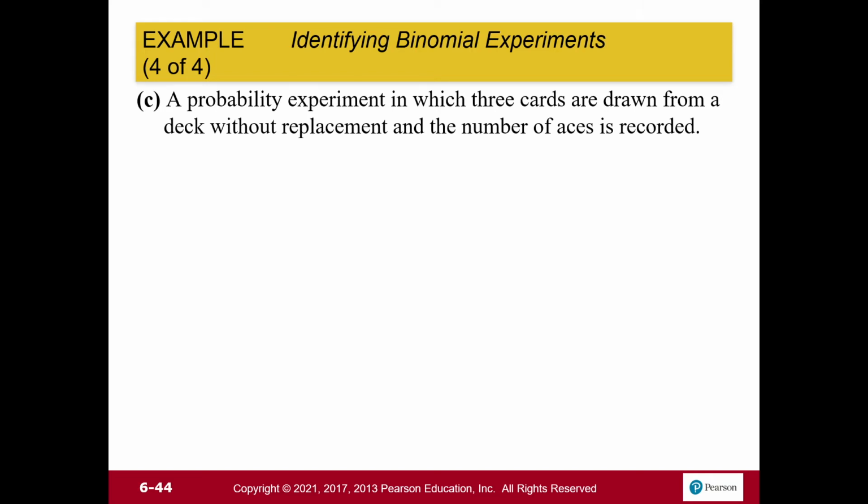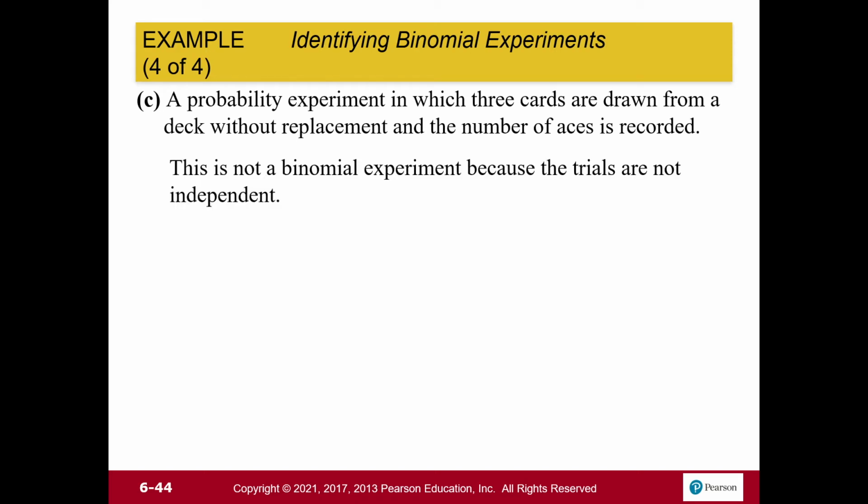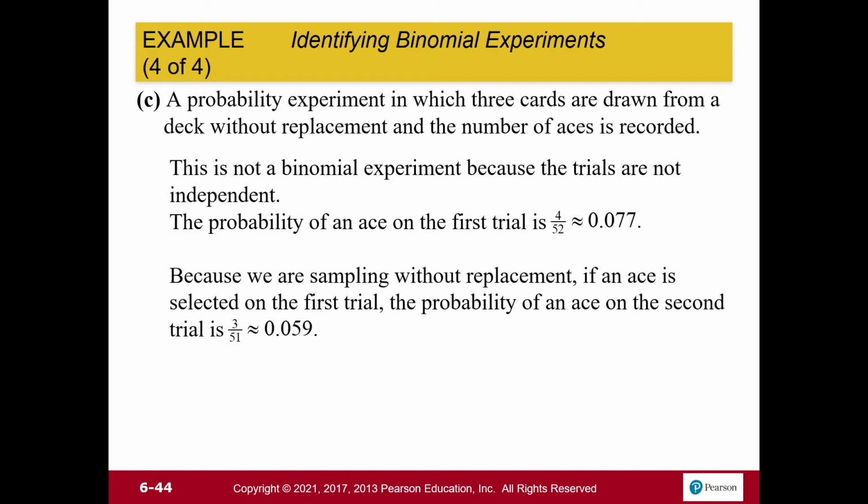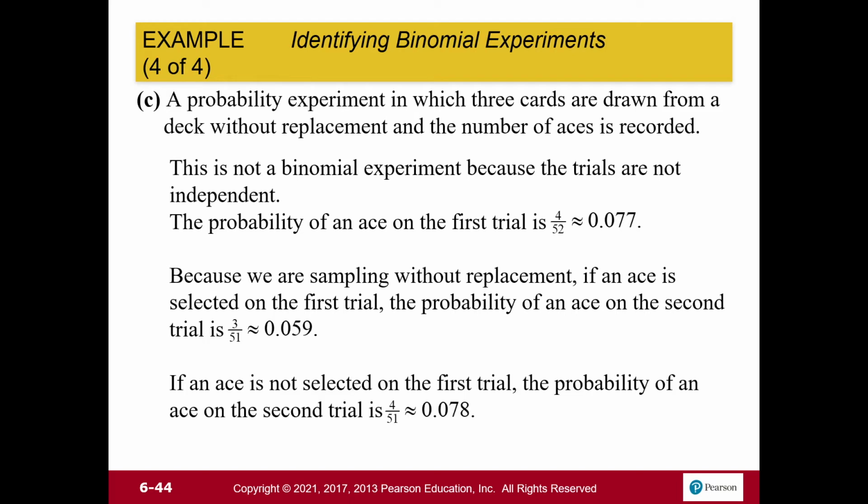Here's another example. We have a probability experiment in which 3 cards are drawn from a deck without replacement, and the number of aces is recorded. This is not a binomial experiment. The trials are not independent. The probability of an ace on the first trial is 4 out of 52, and because we're sampling without replacement, if an ace is selected on the first trial, the probability of an ace on the second trial is different. It's 3 out of 51.